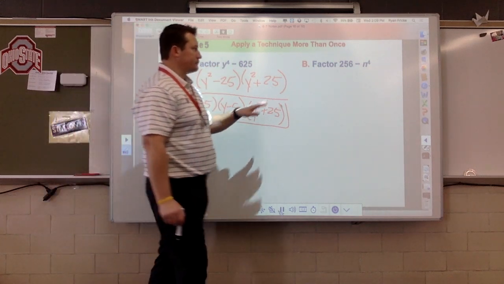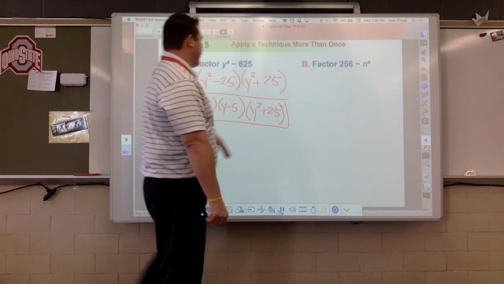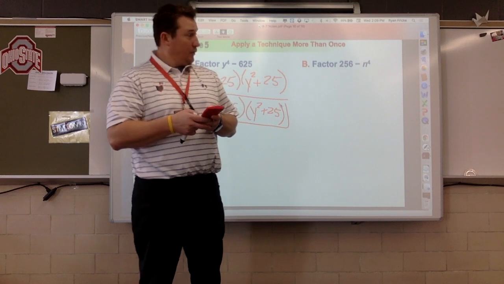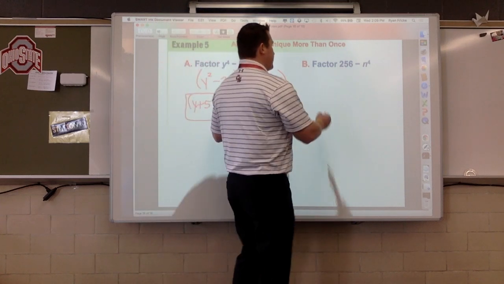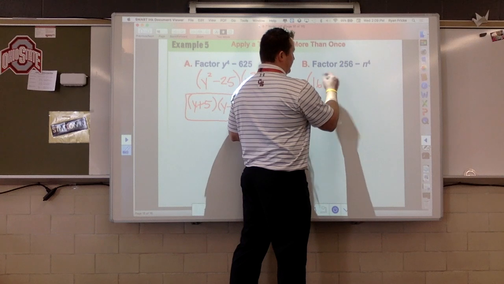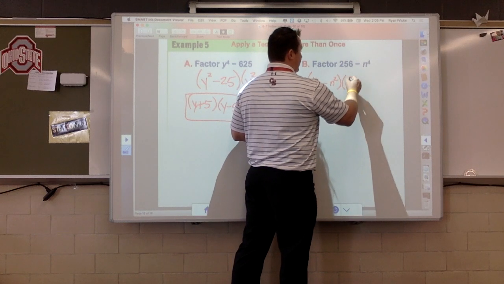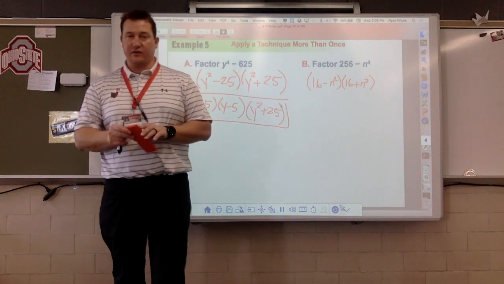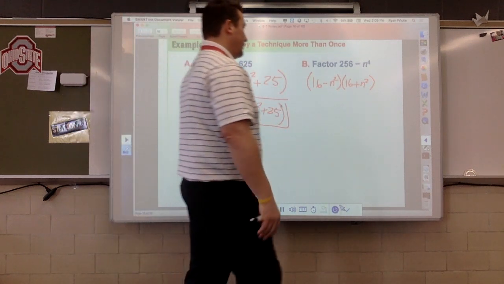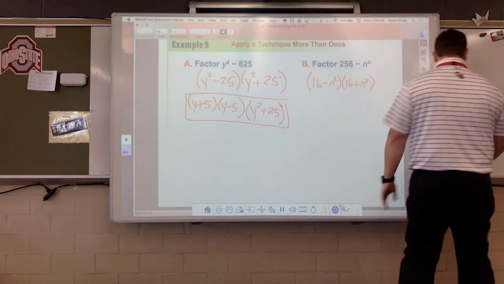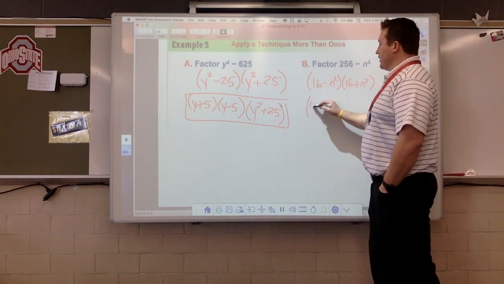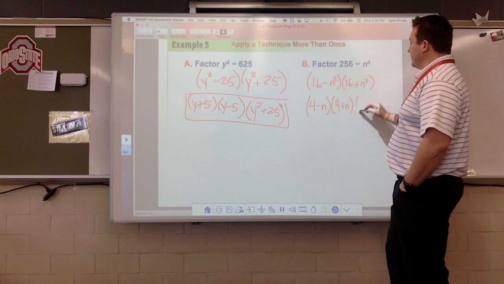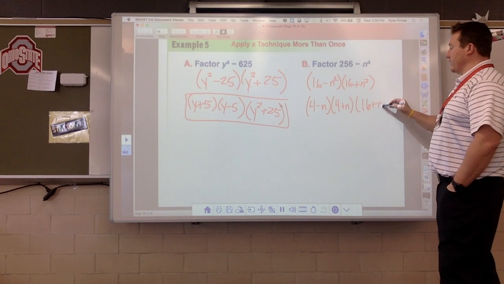Okay? All right. 256. I believe that to be a perfect square. What is that, 16? We know that n to the 4th power is, yep. So again, first step here says, hey, 16 minus n squared, 16 plus n squared. Only one of those is a difference of squares. Keep going. That one's my difference of squares. Okay? 4 minus n, 4 plus n. Don't forget what you started with.